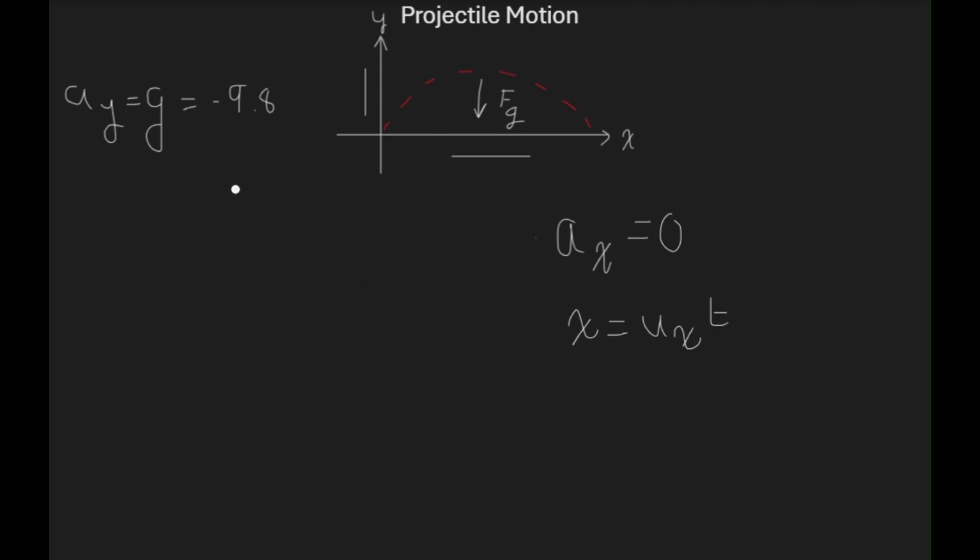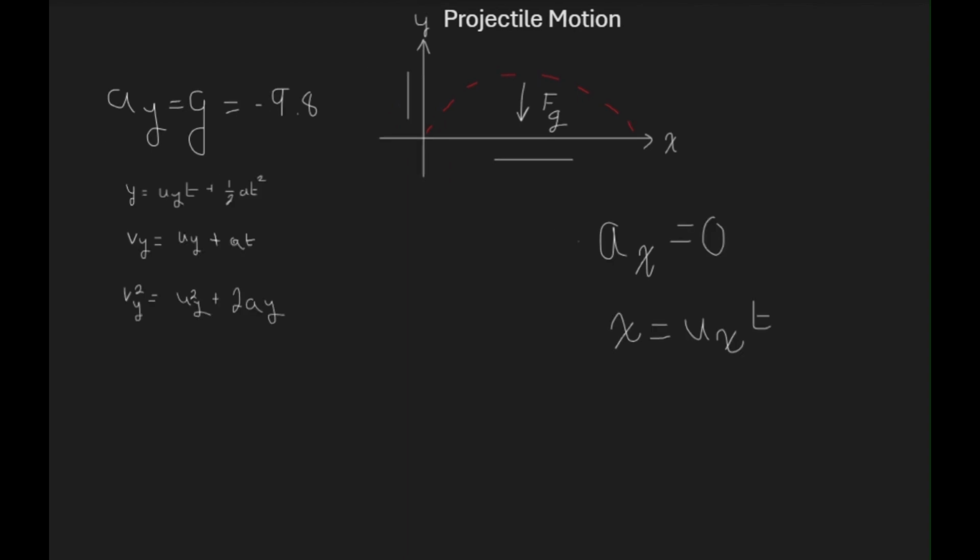In the y, it's a little different, and we have to use simple kinematic equations where acceleration equals 9.8 meters per second squared. These equations describe position, velocity, and time under constant acceleration.